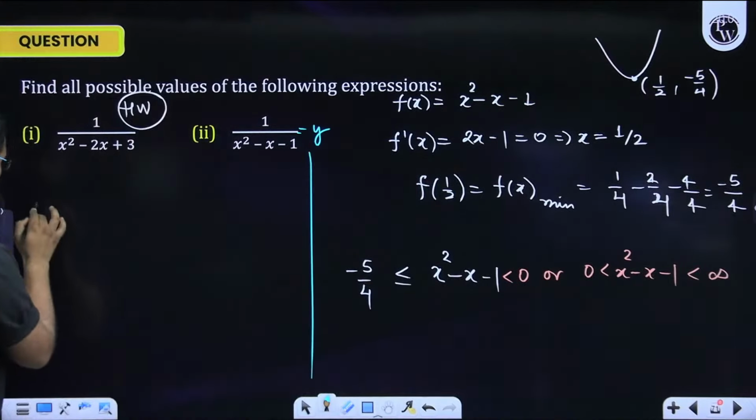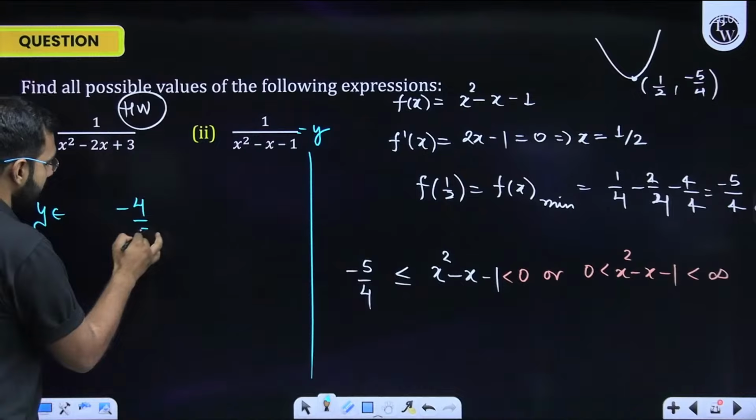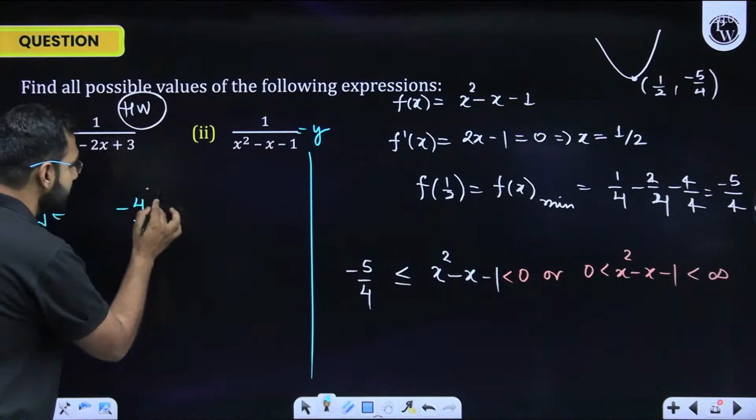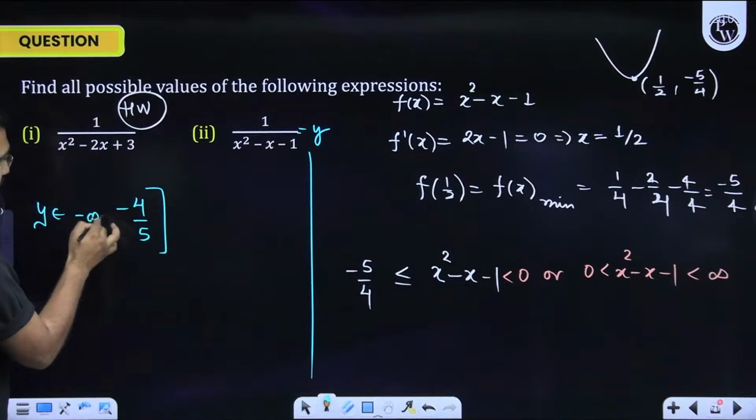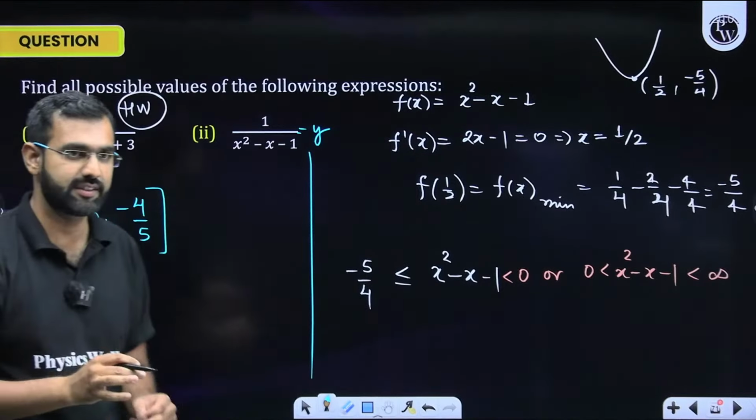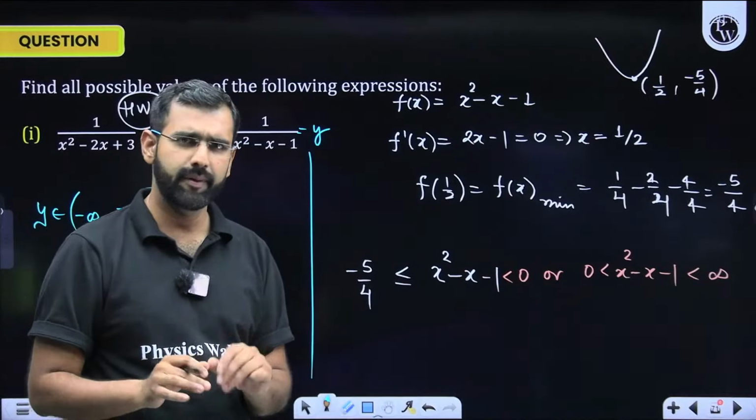That's it. So here I'll say that 1 by this expression, I'm calling it, let's say for a while, y. So this y will lie between what? If this expression is greater than minus 5 by 4, its reciprocal will be less than minus 4 by 5. Since it is included, this will also be included. Less than minus 4 by 5 means what? It will be coming from minus infinity, as we have just discussed in the previous slide. Everybody got that?